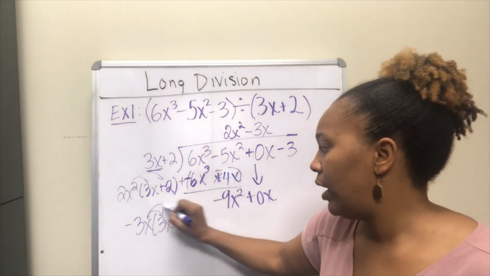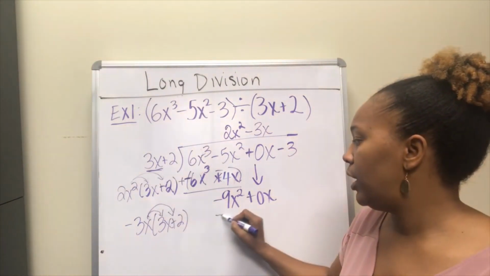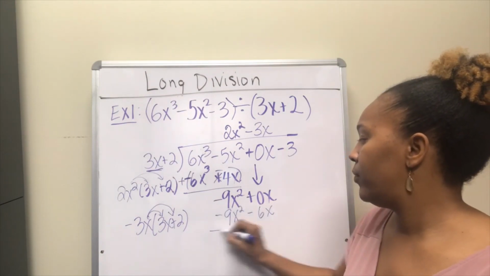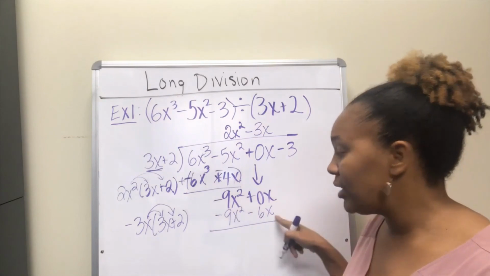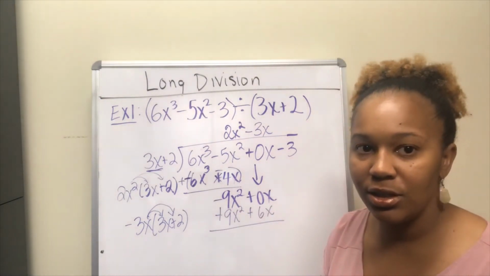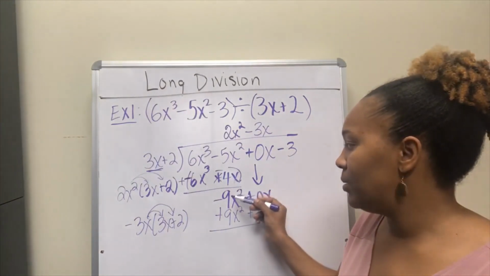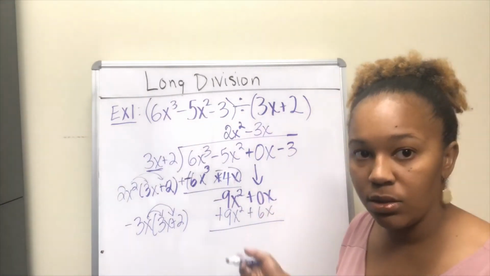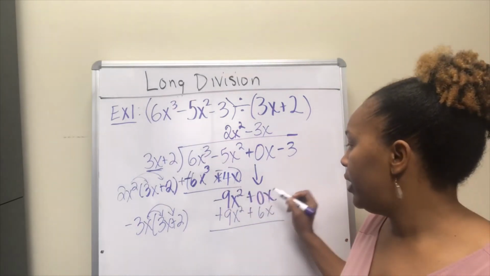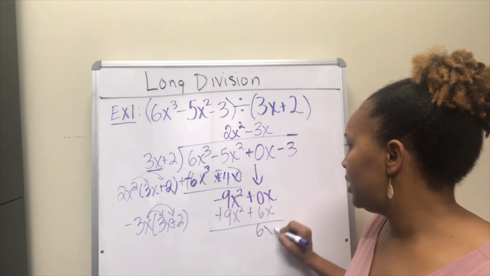Distribute the negative 3x, multiply by both of the terms, and you get negative 9x squared minus 6x. Well, since you're subtracting this, you're going to subtract x. You're going to change the sign on both of those because you're going to distribute the negative. So that becomes negative 9x squared plus 9x squared, which goes away, which should happen every time. That first term should cancel out. And then 0x plus 6x is 6x.